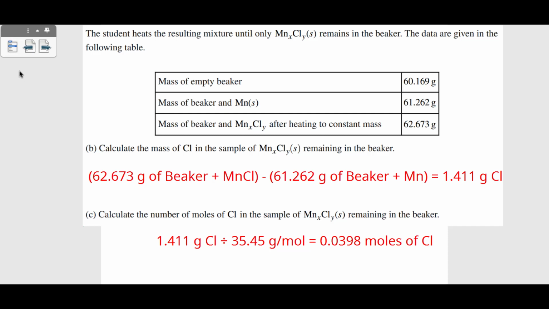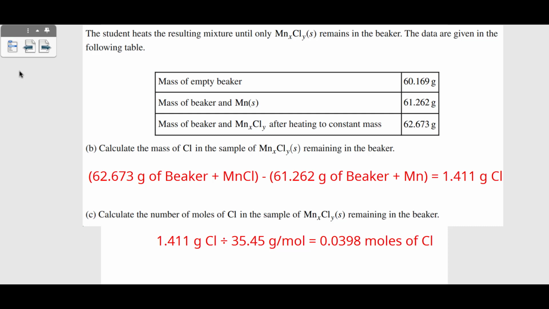And they give you a table of data here. A mass of an empty beaker, and the mass of the beaker and the manganese. So if you subtract those first 2 numbers, that gives you the mass of just the manganese. And remember, the manganese is limiting. It is going to judge how much manganese chloride you're going to produce. Well, they also have the mass of the beaker and the manganese chloride compound after heating to constant mass.